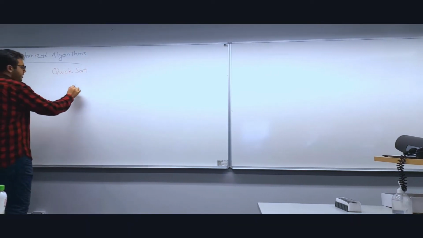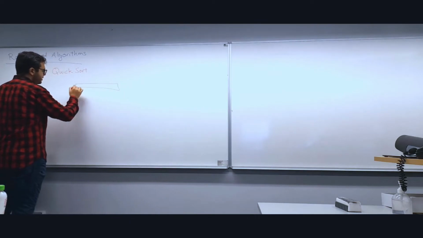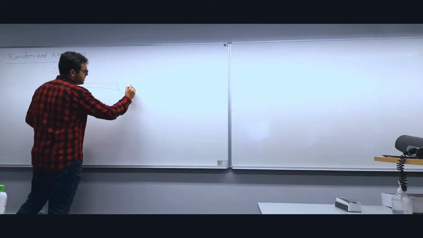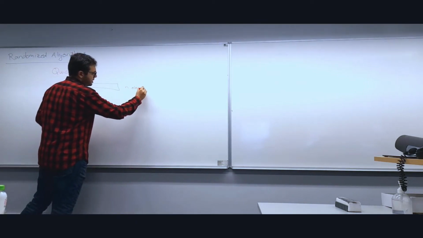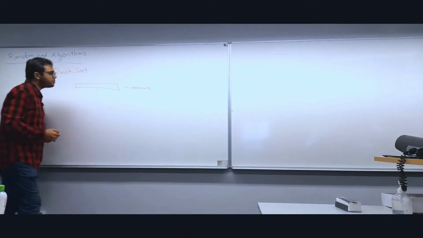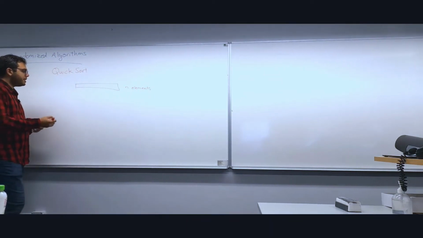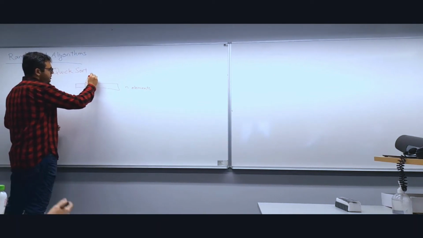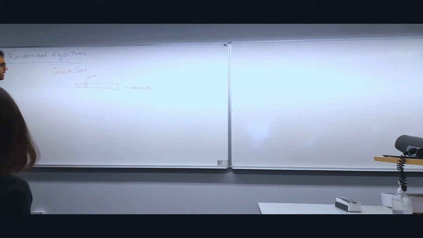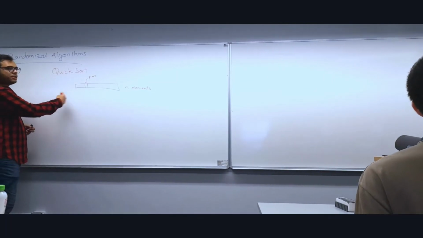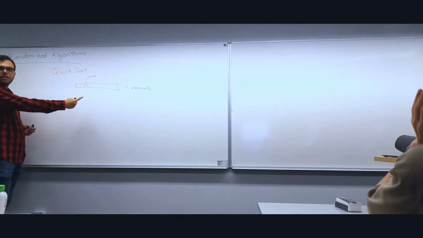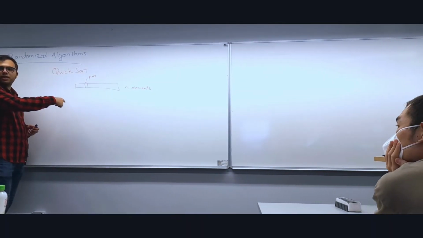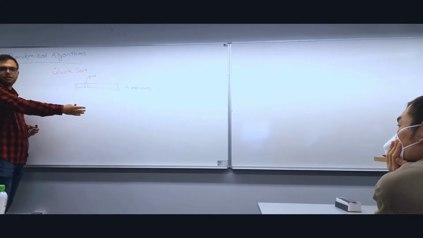We have an array of n elements. And we just choose one of these elements as our pivot. So let's say I choose some element, and the way that we choose this element is actually going to be the important part. And then I'm just going to go over this array and find all the elements that are smaller than my pivot and all the elements that are larger than my pivot.